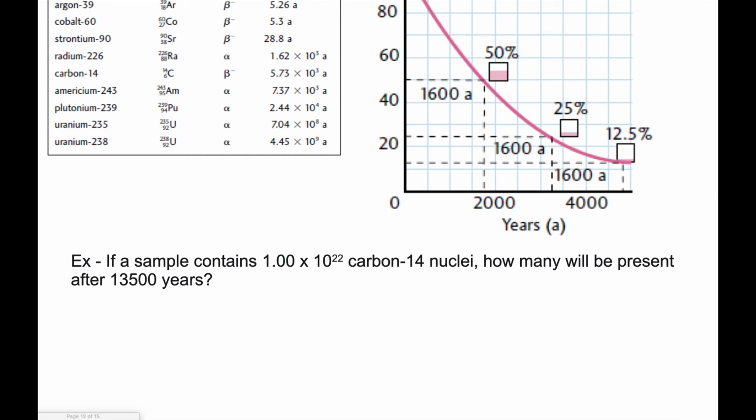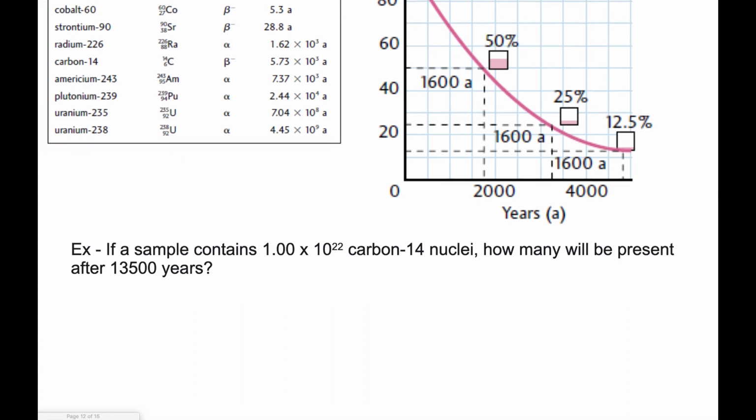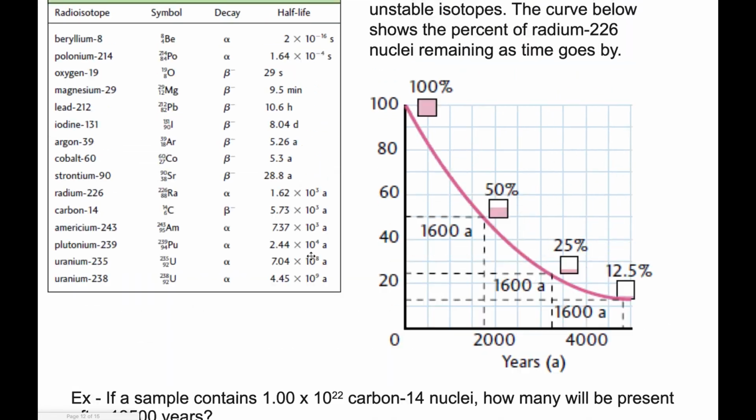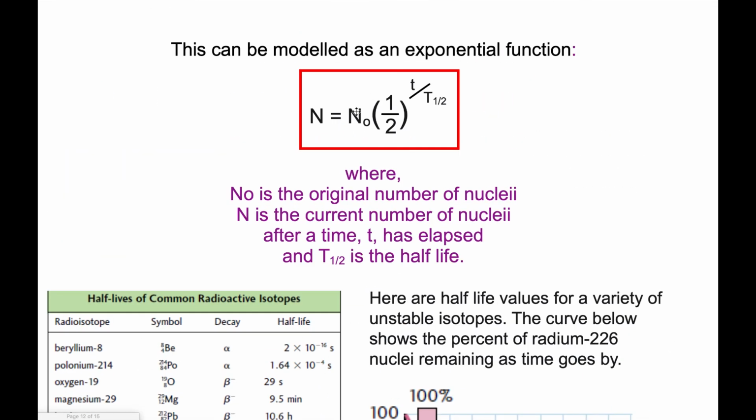Here's an example where we're going to solve a problem involving radioactive decay. So we have a sample, and let's say this sample contains 1 times 10 to the 22 carbon-14 nuclei initially, and we want to figure out how many will be present after 13,500 years. So this number here is our original number of nuclei. So in our equation, that's N0.